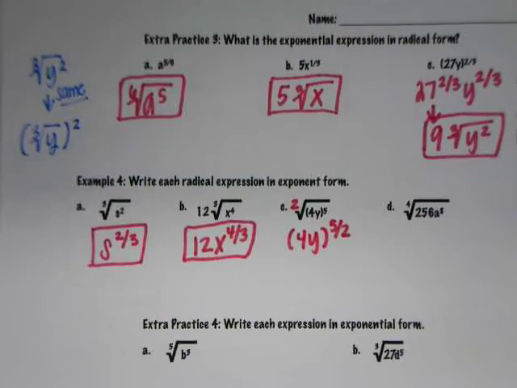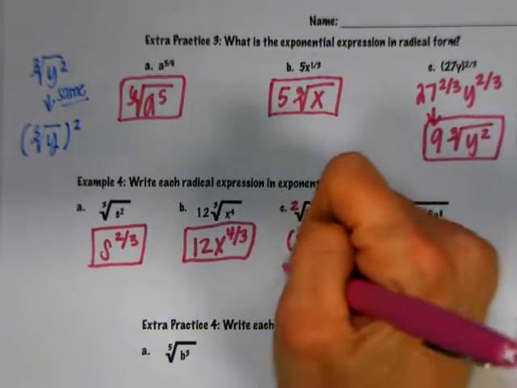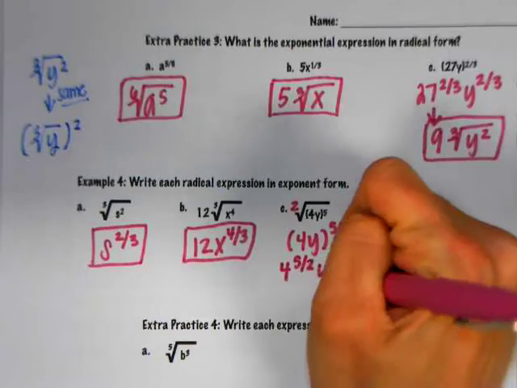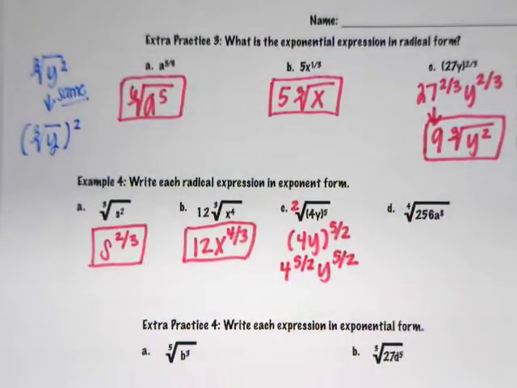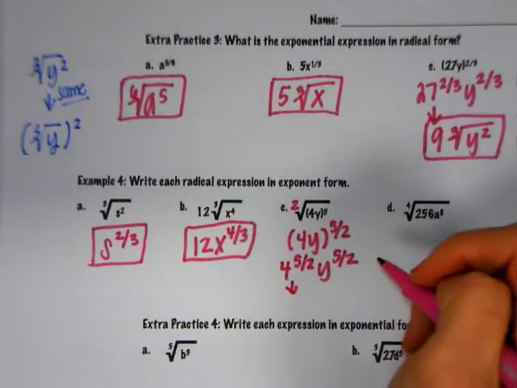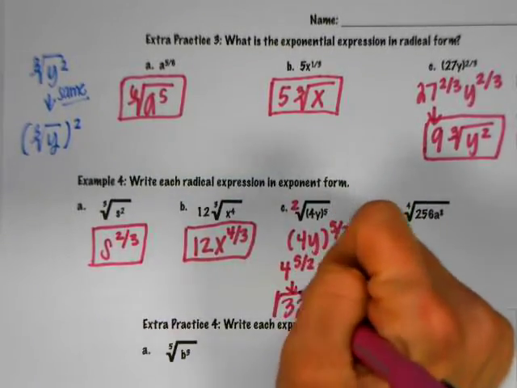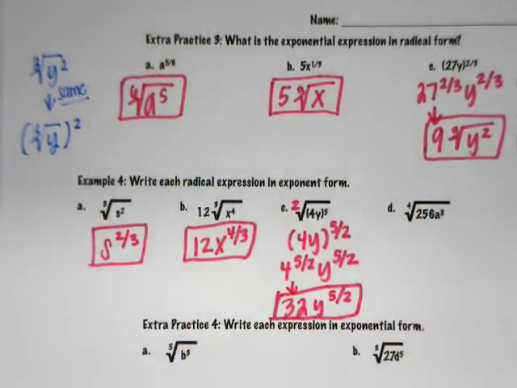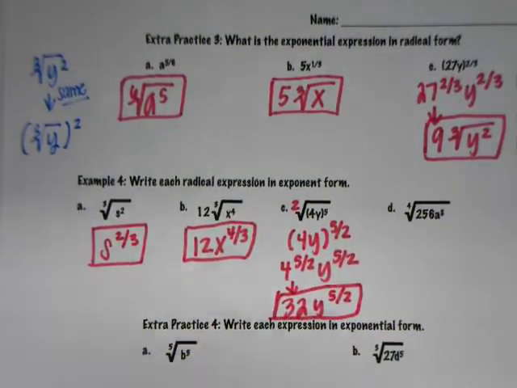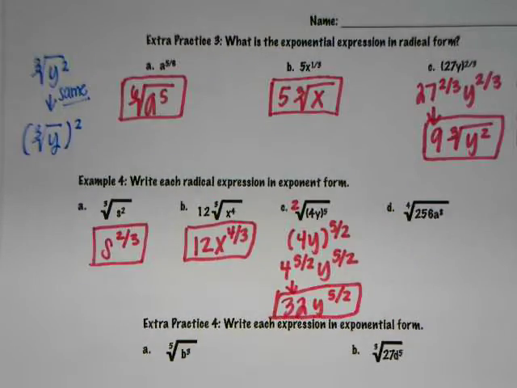And then are we allowed to leave parentheses with exponents on the outside? No. What do we normally do with this? Distribute. So it's 4 to the 5/2, y to the 5/2. And then just figure out what 4 to the 5/2 is. Yep, so 32y to the 5/2. So you're just simplifying like the coefficient. Okay, we good there?